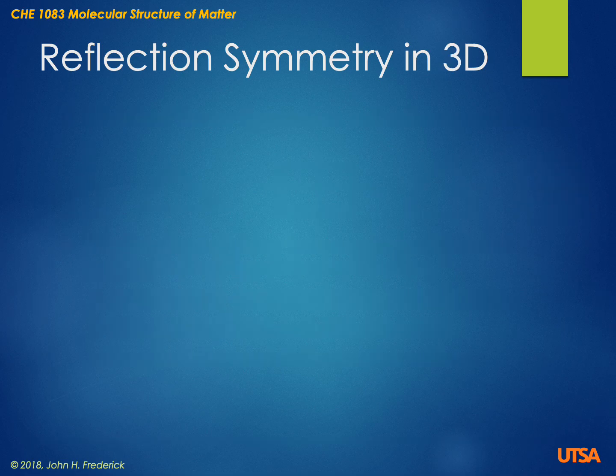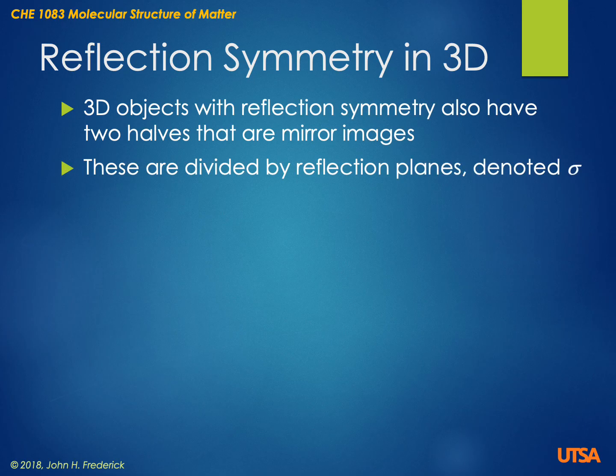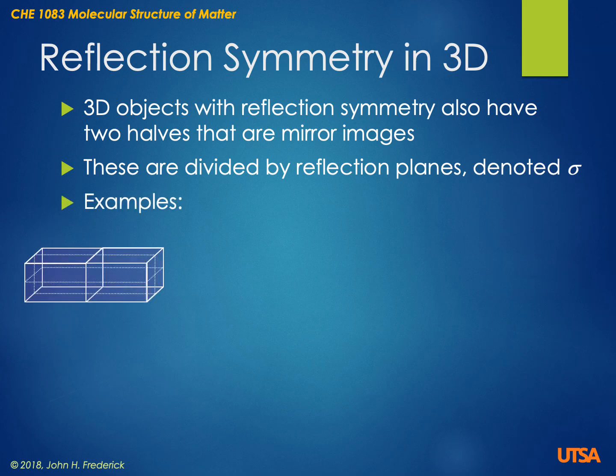In 3D, we have similar properties. These can also have two halves that are mirror images of one another, but they're divided by reflection planes, which we denote as sigma. Sigma is the symbol that we use to denote these planes. So let's look at some examples. So here we have a rectangular prism. Now we could cut that prism in half this way, and the two halves on either side of that plane are reflections of one another, so that's a reflection plane.